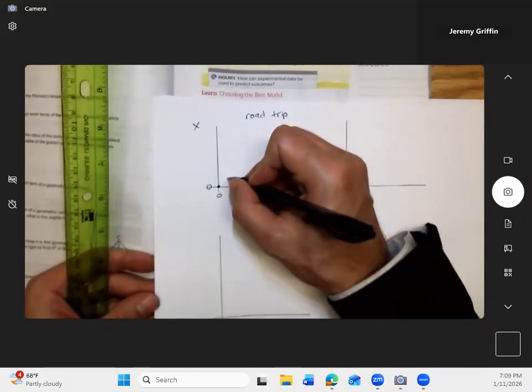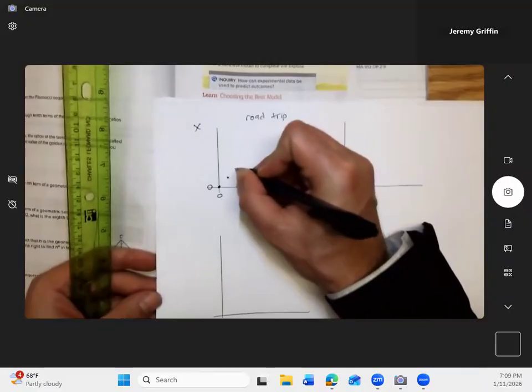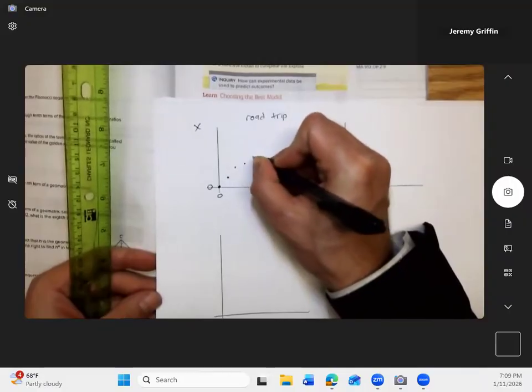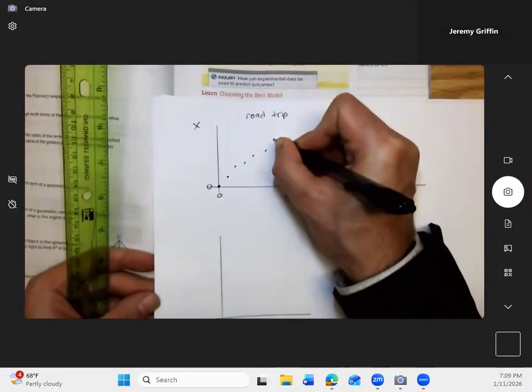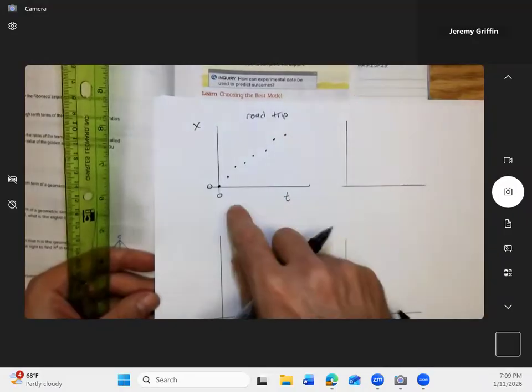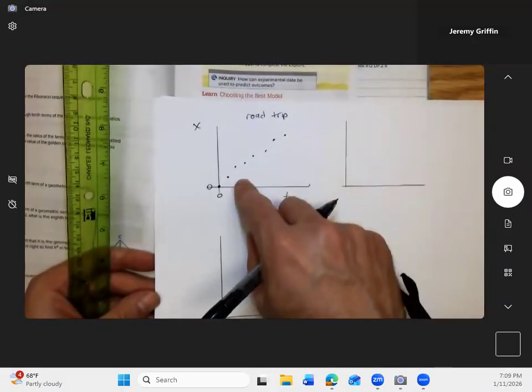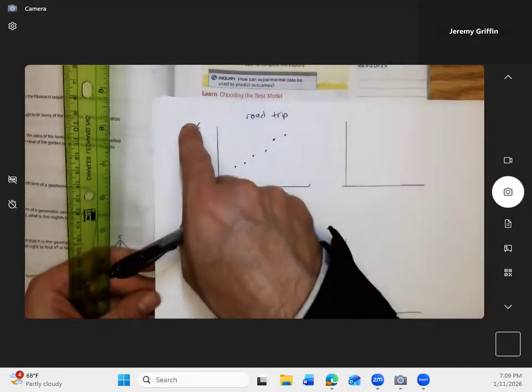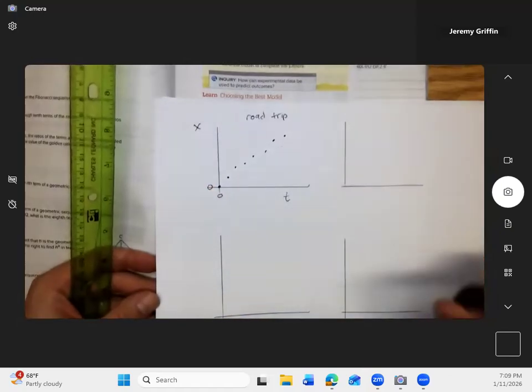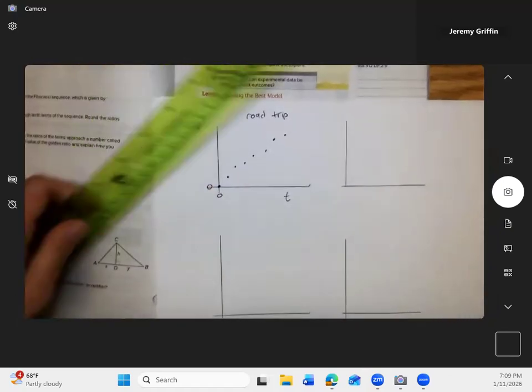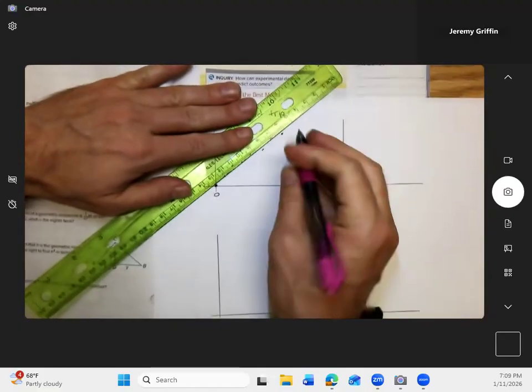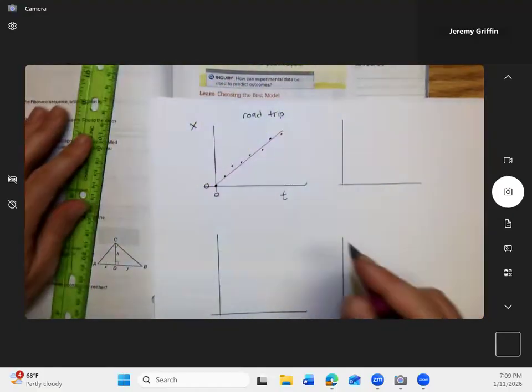And so you say, how far have I gone as time's been going on? You might get a scatter plot that looks something like this. Hour by hour, it's how far have I gone overall, like I'm watching the odometer go by on my car. This doesn't make a perfect line, it creates a scatter plot, but there is a line of best fit, and it looks approximately like that.